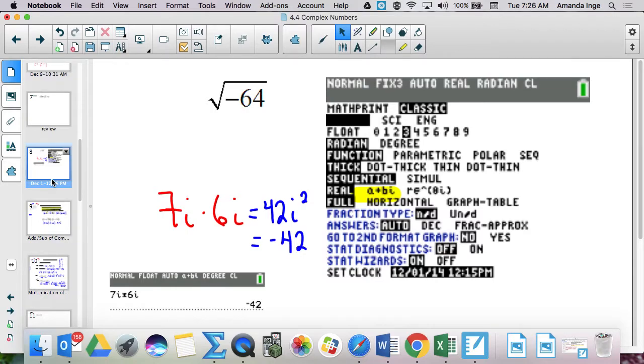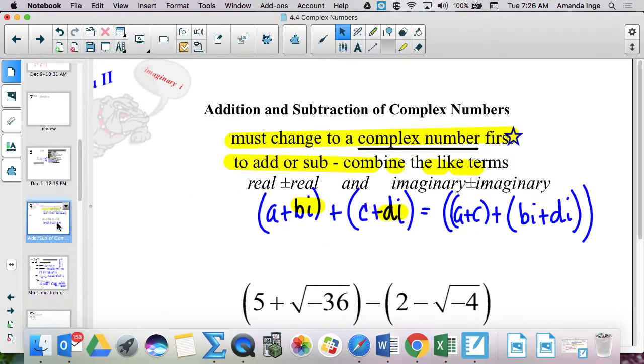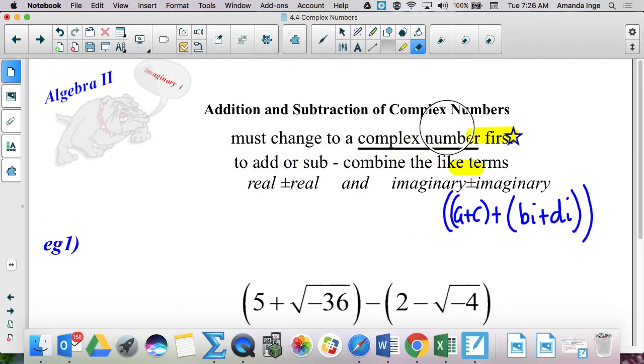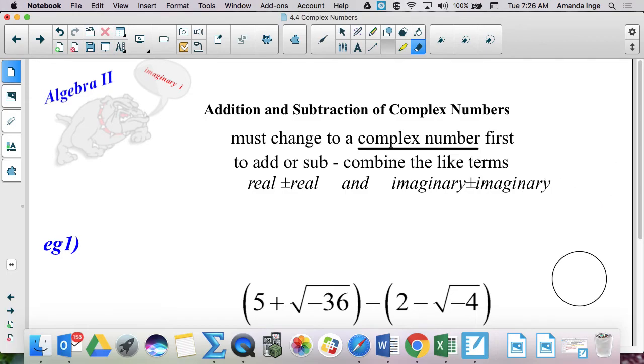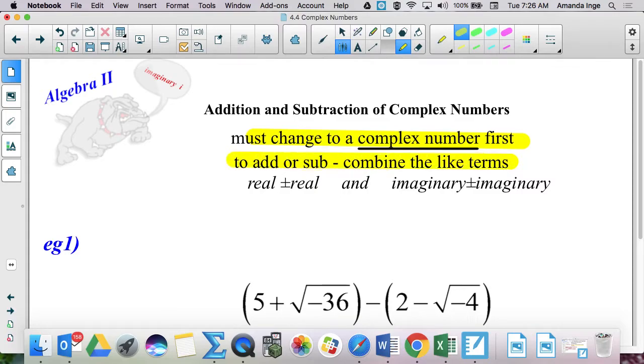I'll come back to your calculator in a minute. I want to talk about addition and subtraction. In order to add or subtract, it's extremely important that you change your numbers to complex numbers first. So you must change your numbers to complex numbers first before you add or subtract or even multiply or divide.